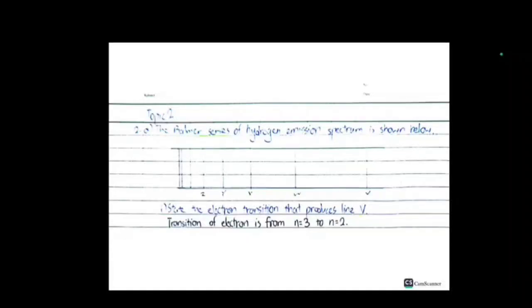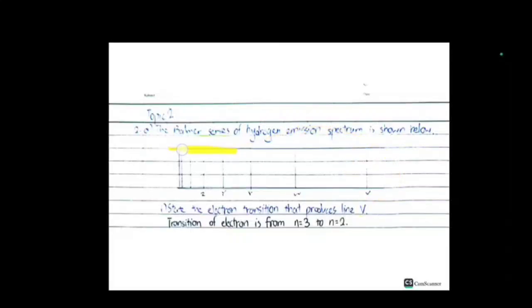Hi guys, today I'm going to discuss the questions in chapter 2, atomic structure. For question A, the Balmer series of the hydrogen emission spectrum is shown below. The first question, A1, is: state the electron transition that produces line V. Line V is the first line in the Balmer series.